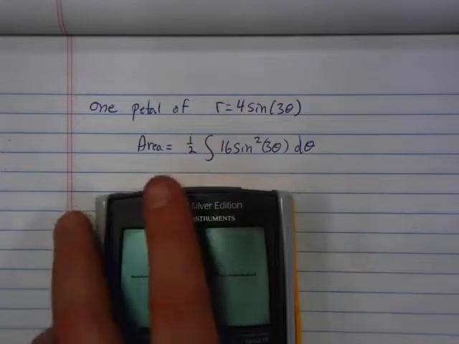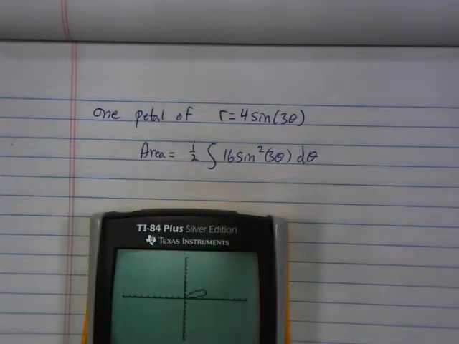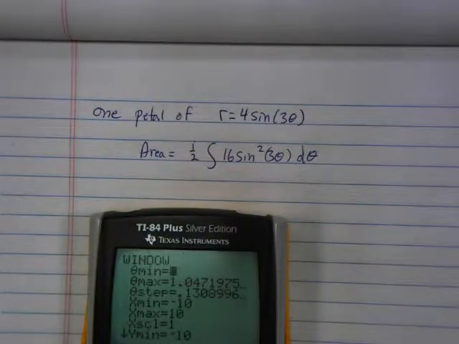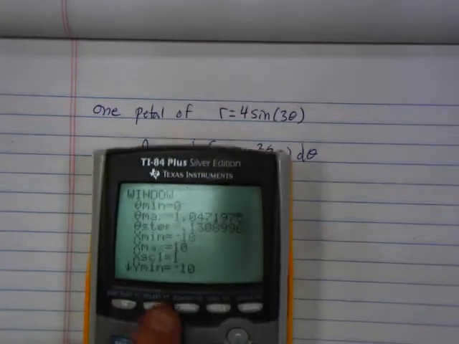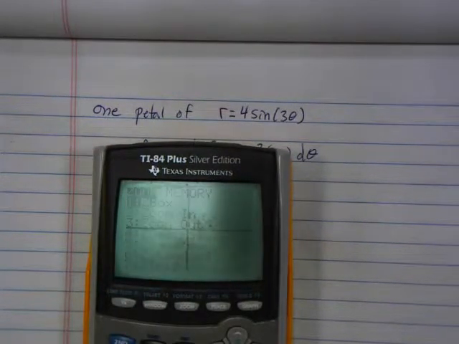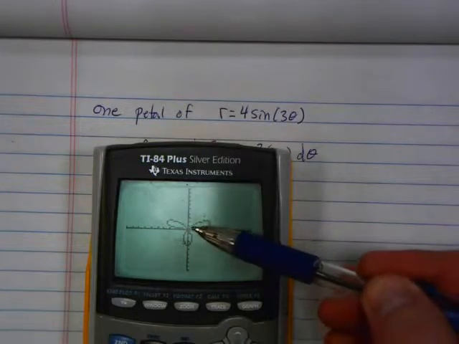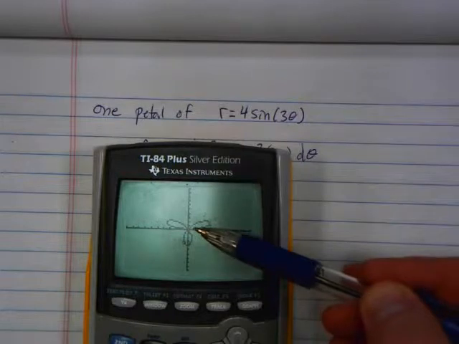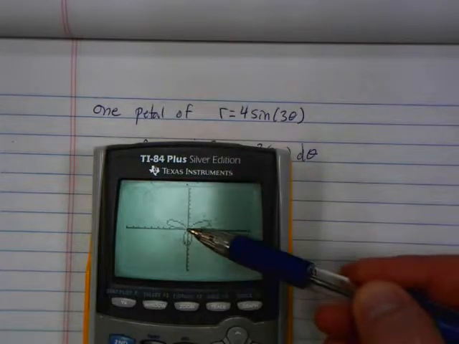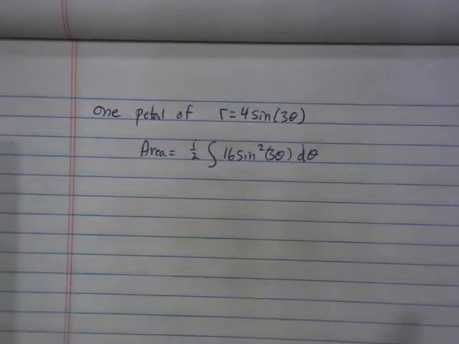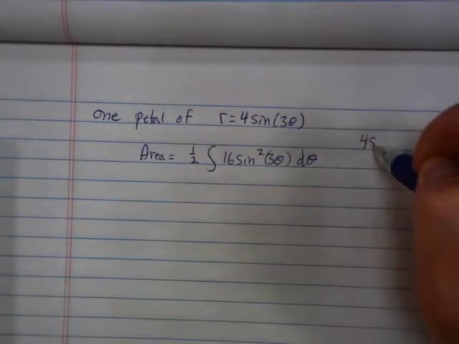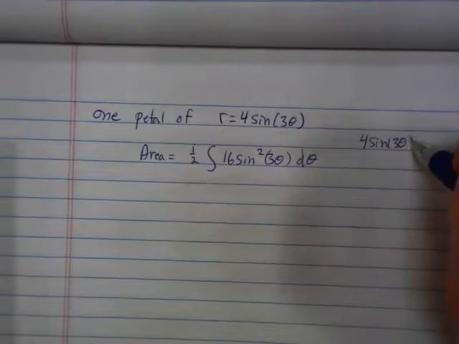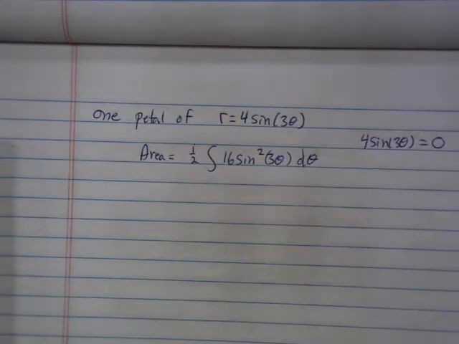All right, so here's what I like to do. I watch very carefully when it graphs, so you've got to watch because it happens fast. Zoom 6. I noticed it started right here at the origin, and it drew one petal by coming around and hitting the origin again. In other words, I want 4 sine of 3 theta to be 0, because to hit the origin, your radius has to be 0.